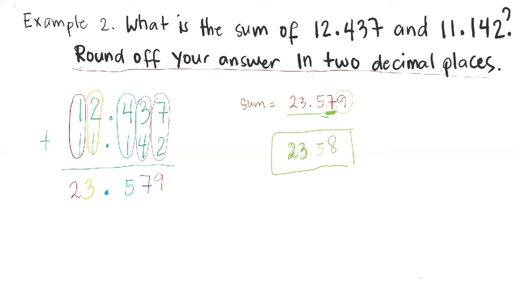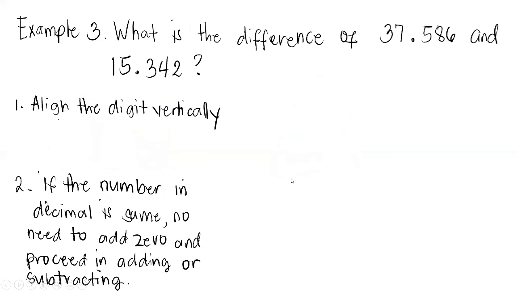So this is what we will do once we encounter a problem that needs us to round off our answer in given decimal places. Now that we have learned how to get the sum and to round off our answer, let's proceed with the next example, which is finding the difference of the given. Like adding, the process is the same. The only difference is we are going to subtract.